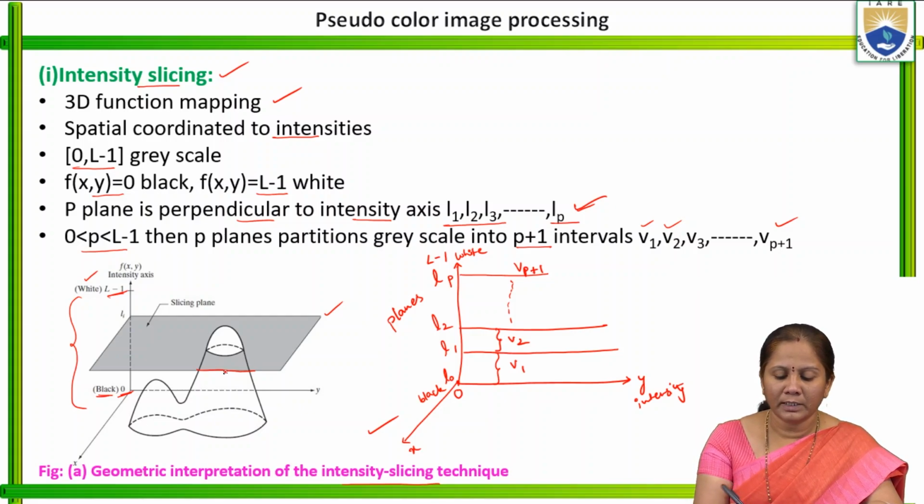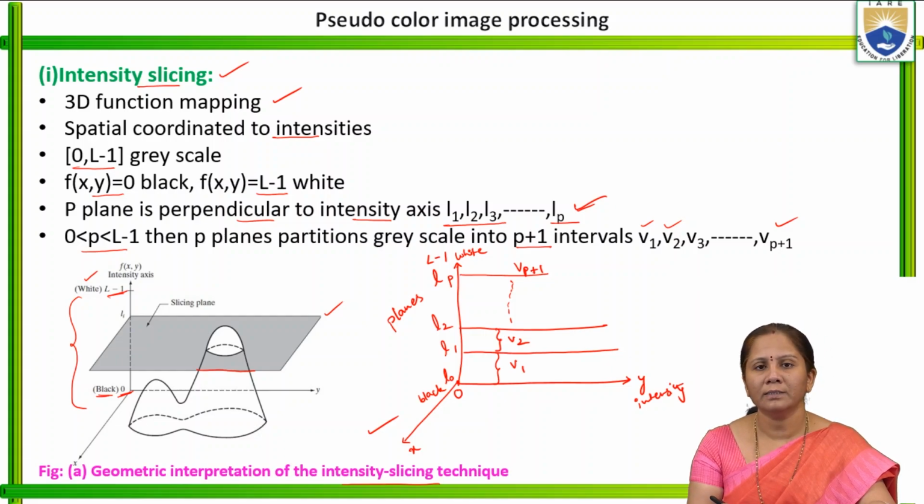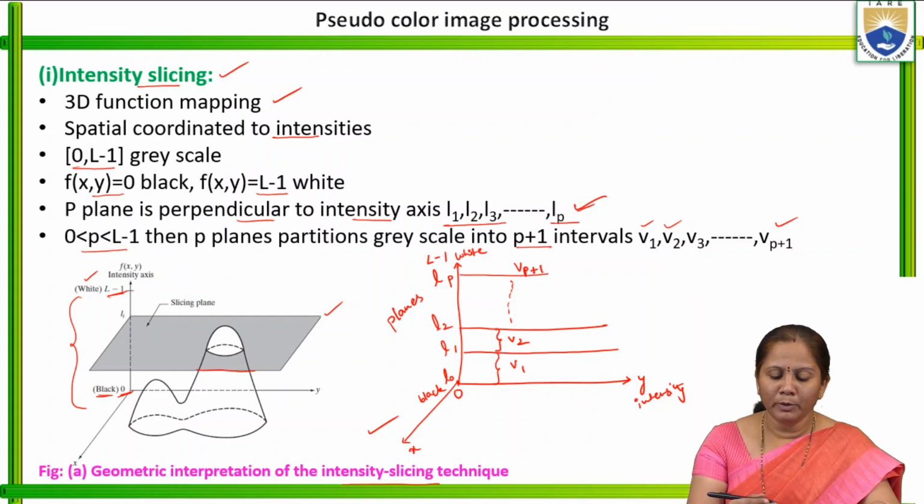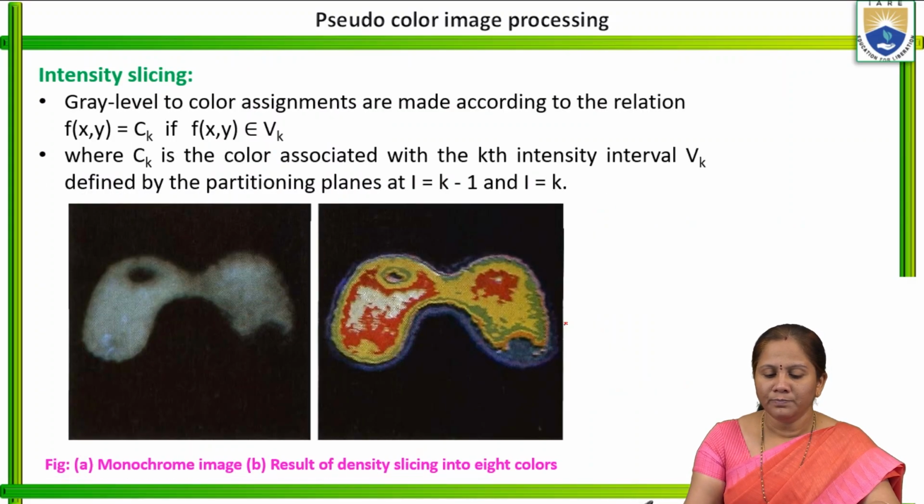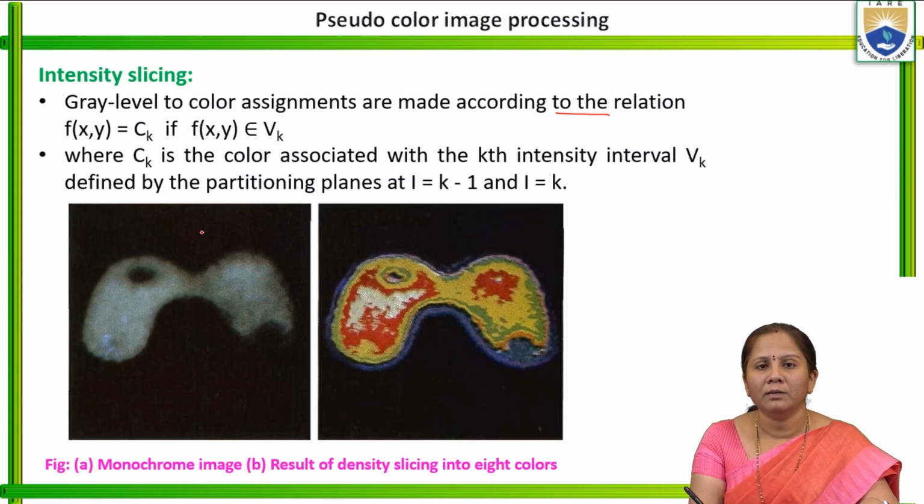So the part of the image that is above this plane will be allotted one color, and below the plane, whatever part of the image is available, a different color will be allotted. It is based on the levels. So this intensity slicing can be represented by using the formula f of x comma y is equal to ck if f of x comma y belongs to vk. Let us discuss by taking one example.